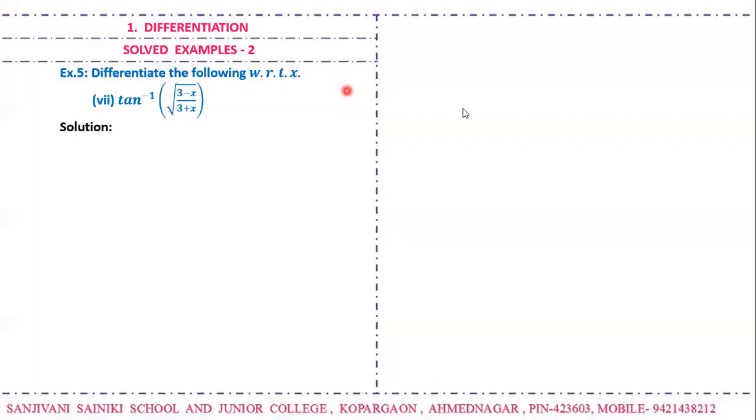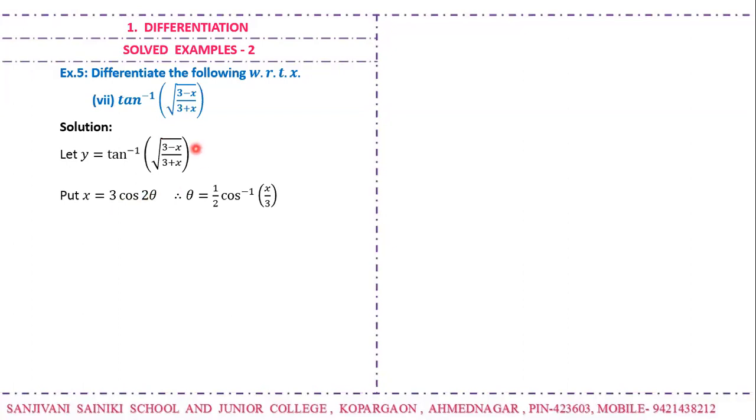Differentiate the following with respect to x. tan inverse of square root of (3 minus x) upon (3 plus x). Now here x is equal to 3 cos 2 theta because there is 3 and not 1. If there is 1, then our substitution may be like this: x is equal to only cos 2 theta. But because of this 3, we have to take x is equal to 3 cos 2 theta.